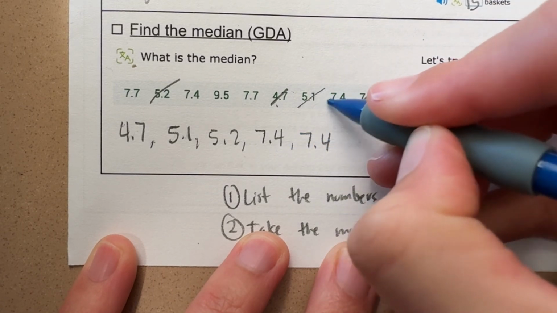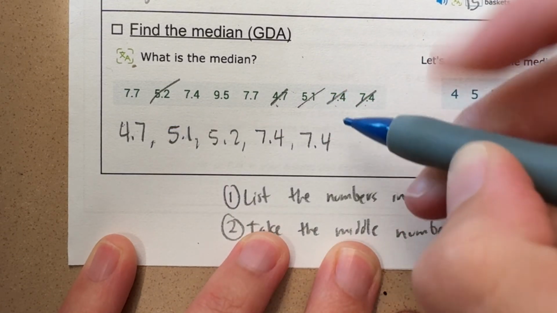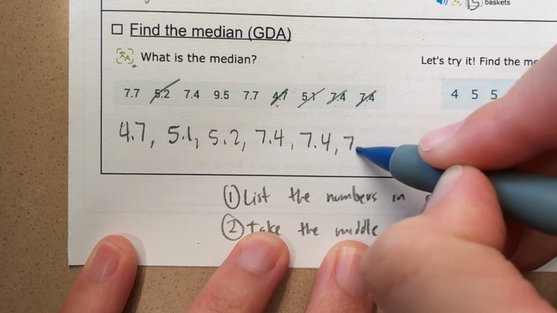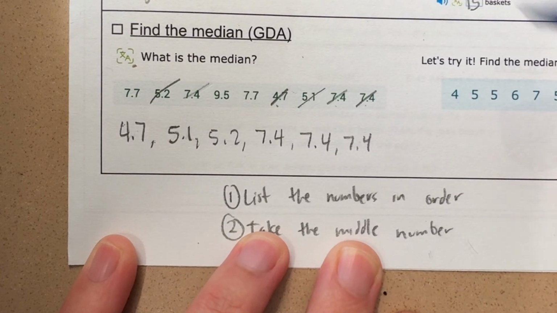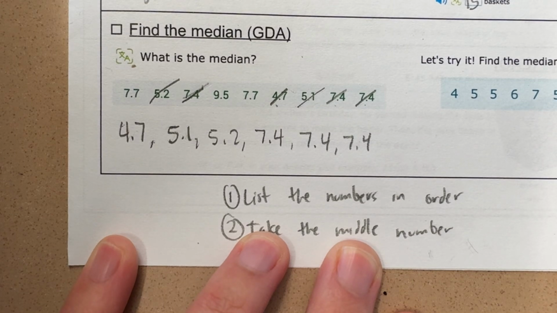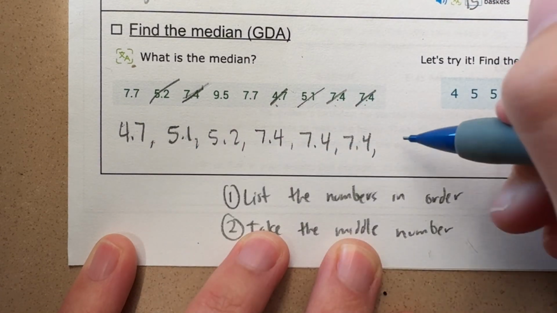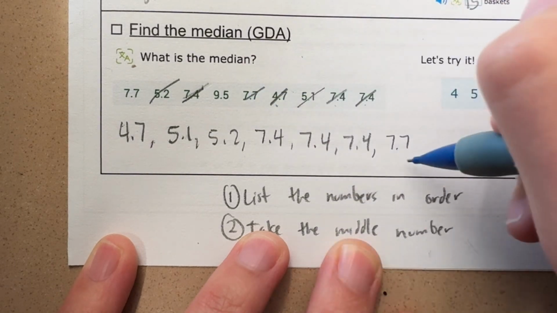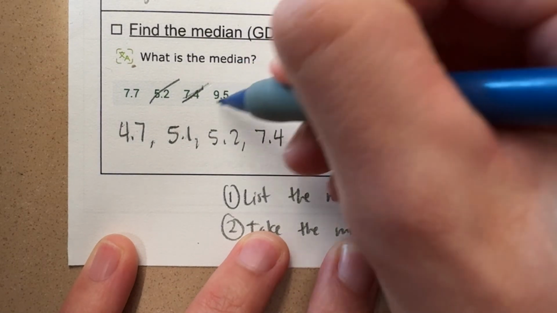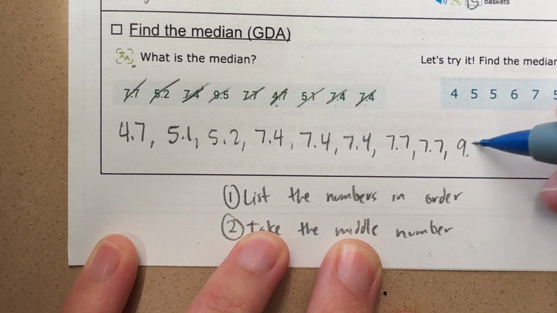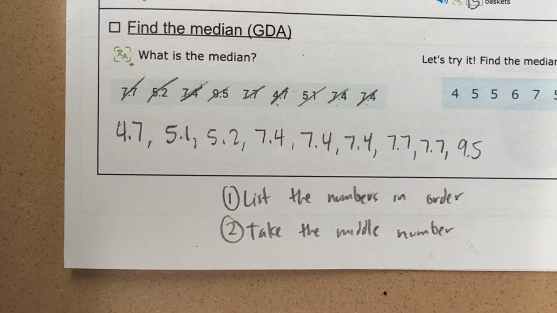7.4. Notice I didn't just say, oh, I'll just count 3 and then write 3. I'm really being super careful, okay? Because just one small mistake and then you have to do it more times. You know how IXL is. Okay, so this is 7.4. There's a 7.7 and another 7.7 and a 9.5. Okay, so now that's the numbers listed in order.